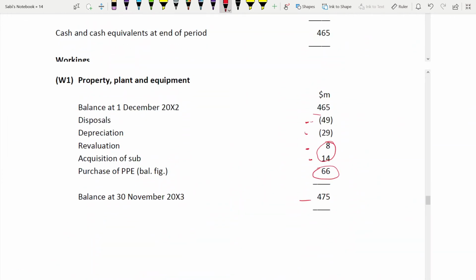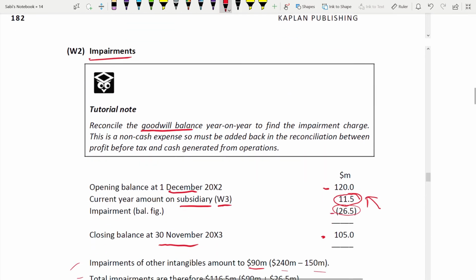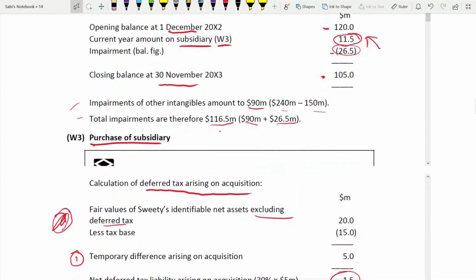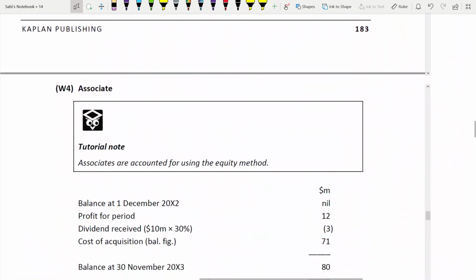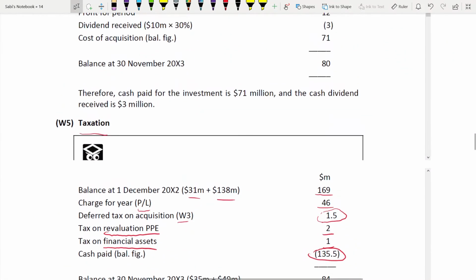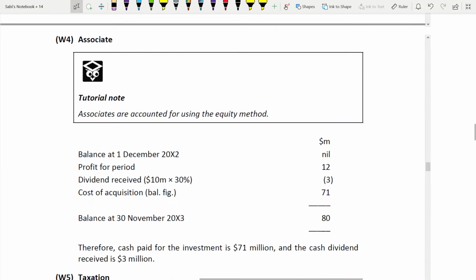With working 1 we are over. Working 2 also, 3 also we are over. 4 is associate. 5 is also over. So this is the last working. Associates we use equity method. Balance is nil. They didn't give any balance for associate. Closing is 80. This you can see from the statement of financial position. Profit for the year, you can see the associate's profit.